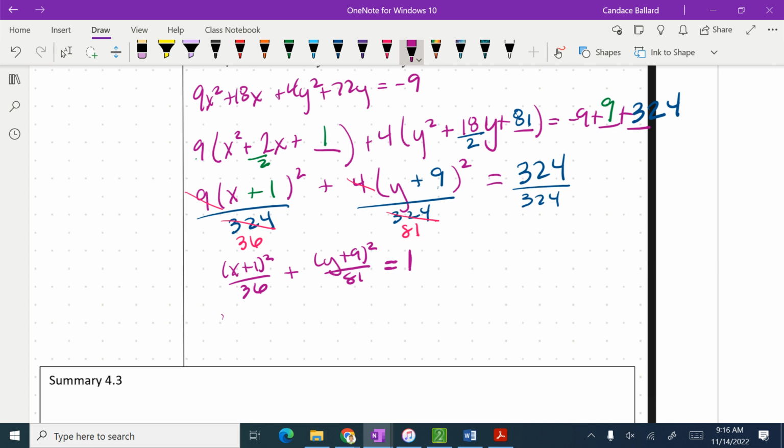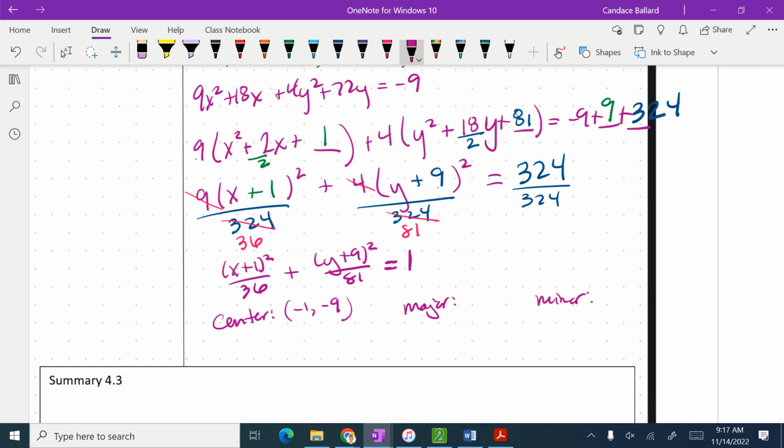We're going to find our center and the length of our major and the length of our minor. What is the center? -1, -9. Everybody good? Change the signs, right? Is our major our x or our y this time? Y. Why is it y? The bigger number.